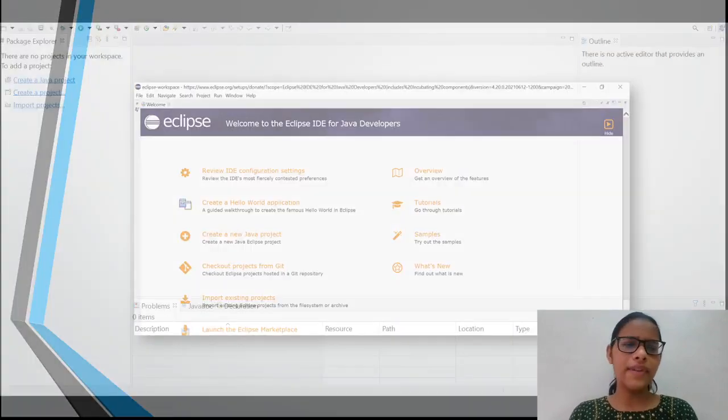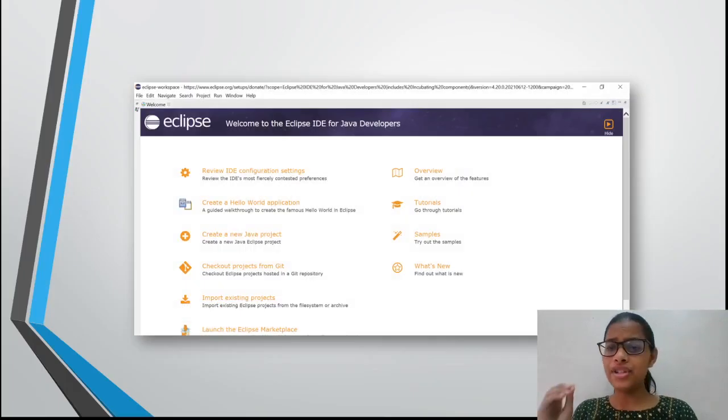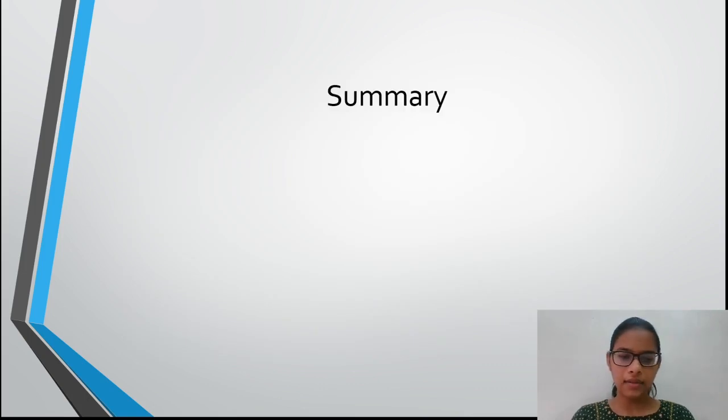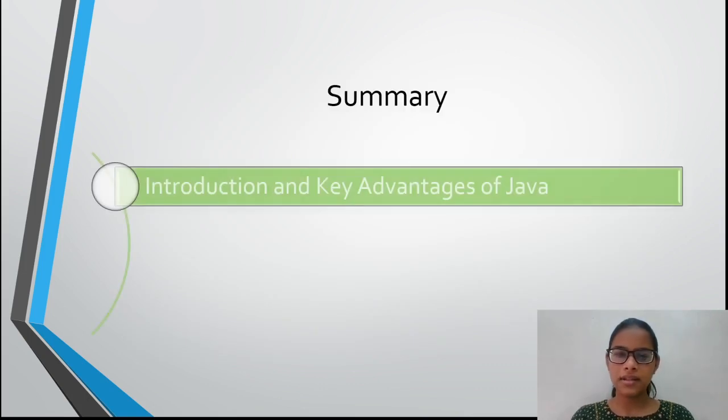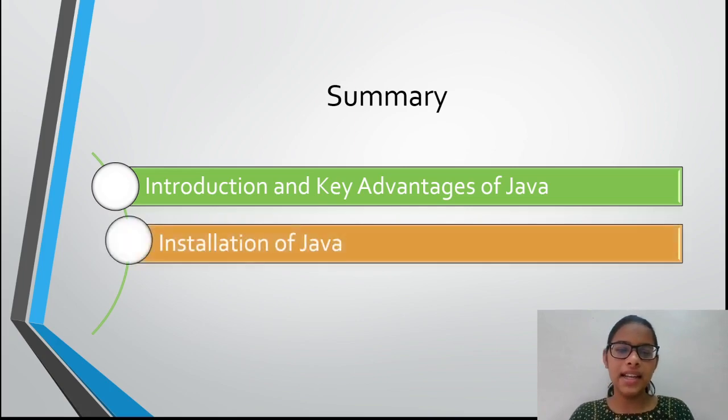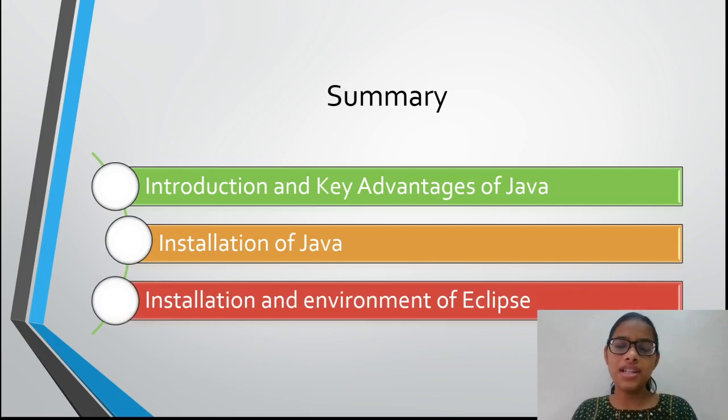Before we end this video, let us have a short summary of what we studied in the first lecture of Introduction to Java. First, we studied about introduction and key advantages of Java. What is Java and what are the four key advantages of Java? Next, we looked upon how to install Java. Next, we looked upon installation of Eclipse and environment of Eclipse, how the actual window of Eclipse looks like.